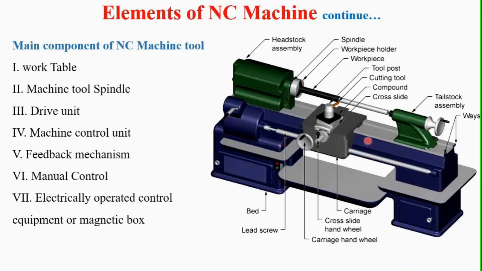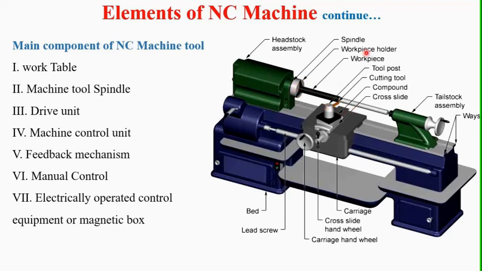So we can see here a few of the important elements of this NC machine. First of all, the first one is the headstock assembly. You can see here, this is the headstock assembly. Then the spindle of this machine is shown here. This is the work holder which holds the work. Then this is the workpiece which is held in this work holder or jaw. Sometimes it is also called a jaw or chuck.